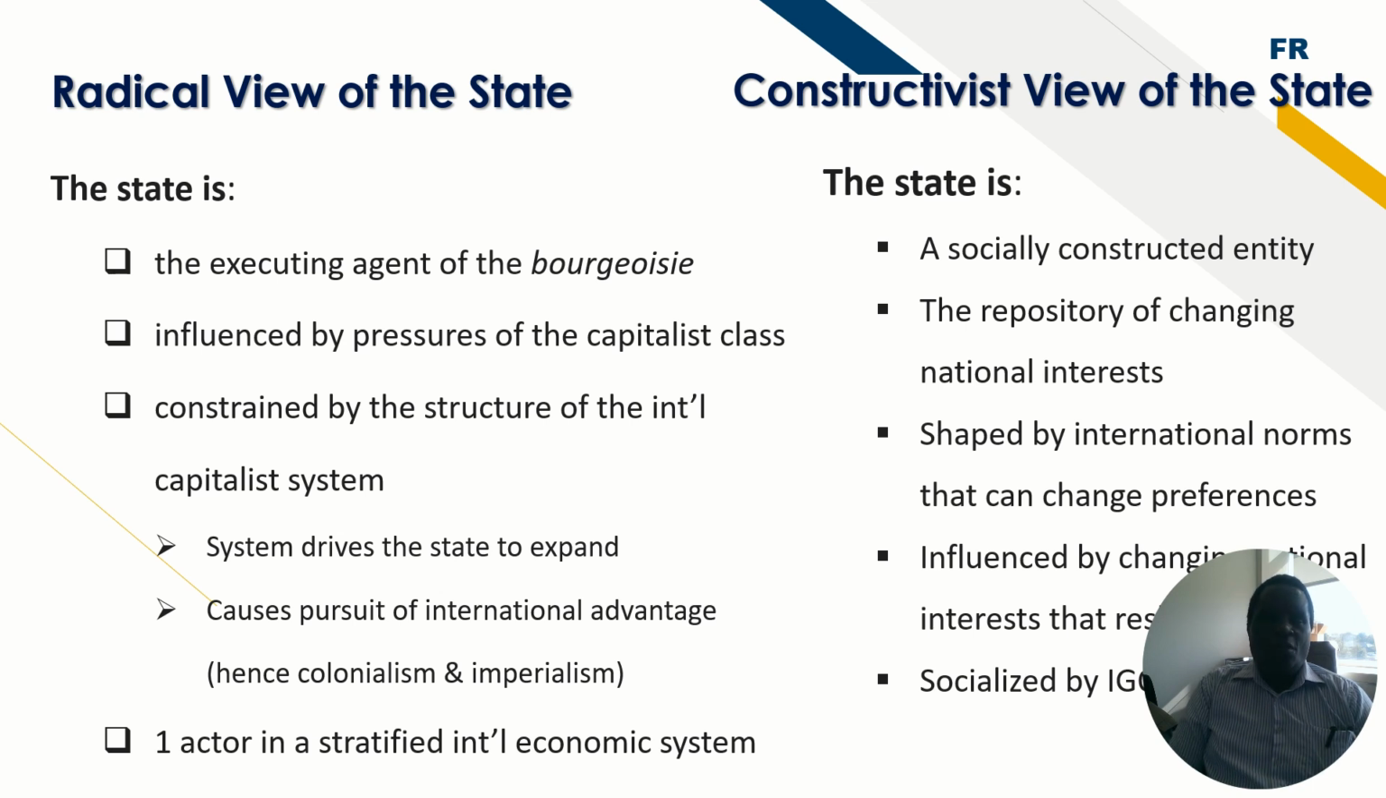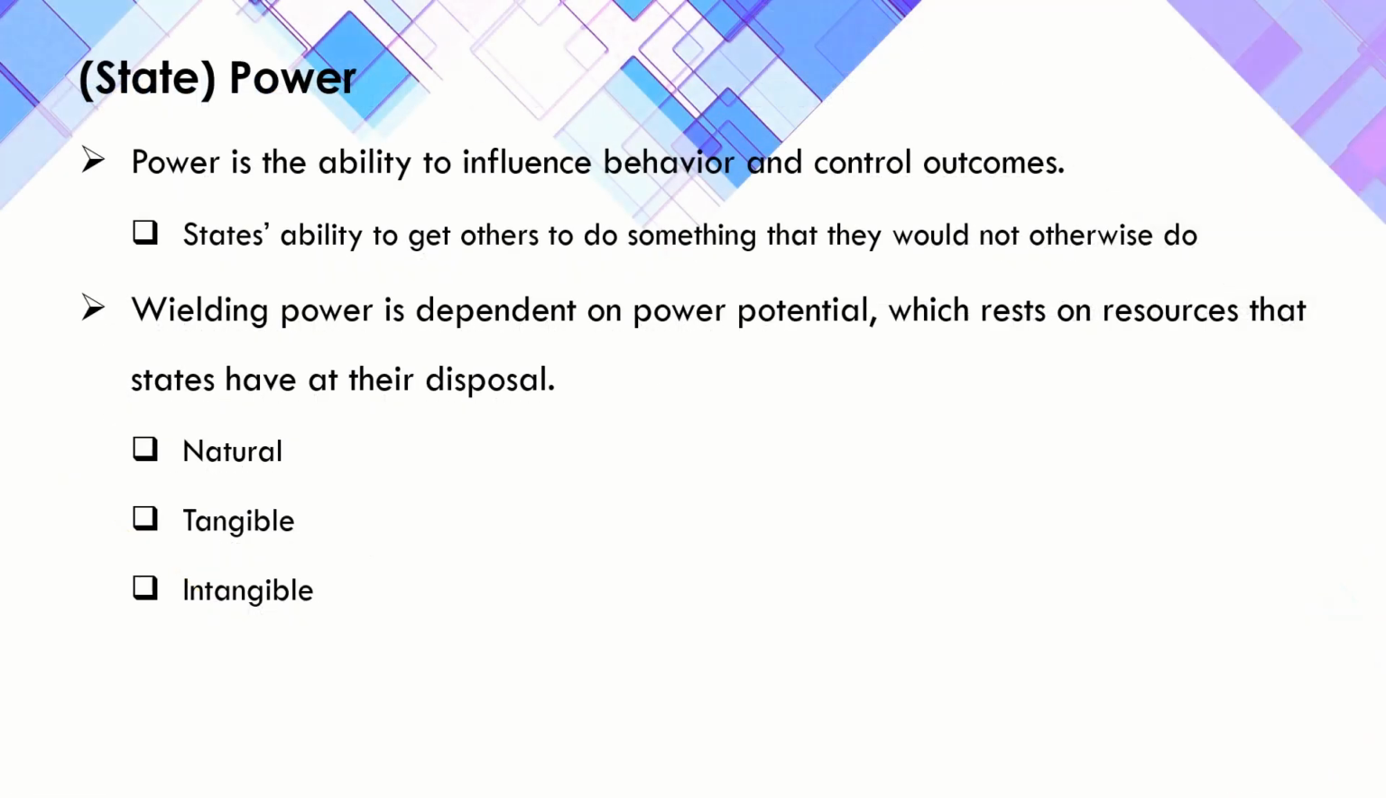but it also finds itself stratified within the international economic system. For the constructivists, the state is a socially constructed entity, just as they view political processes as constructed. The state can be shaped by both internal and external norms that change preferences, and so these norms and interests are changing, but also the state can be socialized both internally and externally, particularly by international norms.